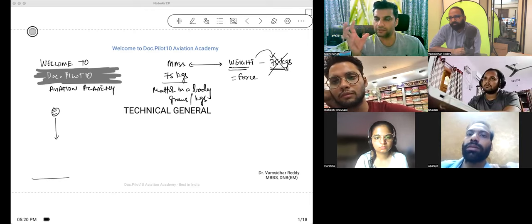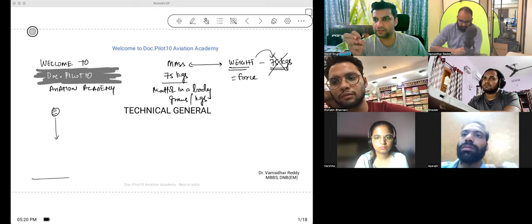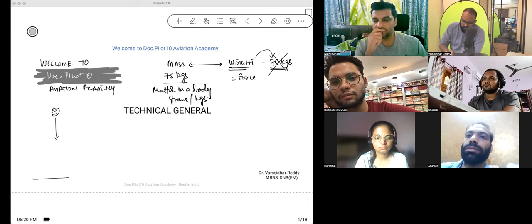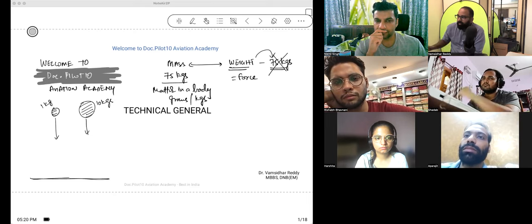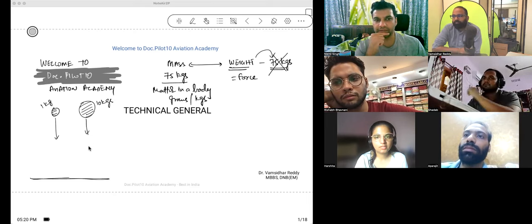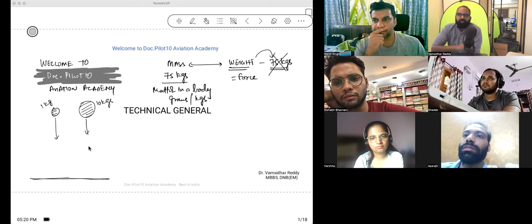So that depends on its weight or mass. Okay. You take a small stone of 1 kg. You take a large stone of 10 kgs. Now, if you drop both from a tall building from a certain height, which will reach the ground first? Both will reach the same time. Very good. Both will reach at the same time.